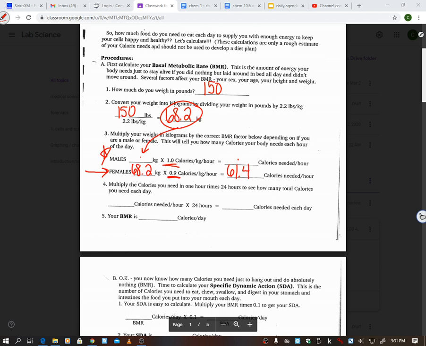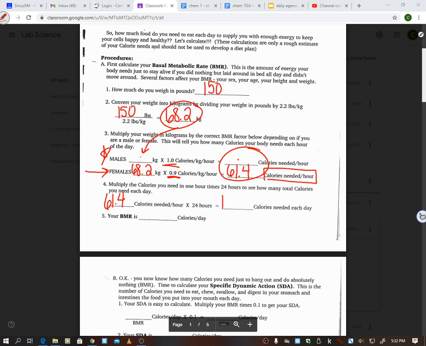Number 4, step 4 says multiply the calories you need in 1 hour times 24 hours, to see how many total calories you need each day. So I'm going to stick here my calories needed for an hour, so your number is going to be different than mine. I'm going to stick my 61.4 here. You're going to stick your number over there. And I'm going to multiply by 24.